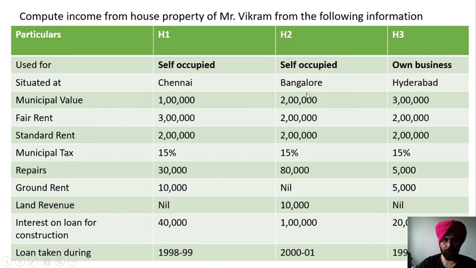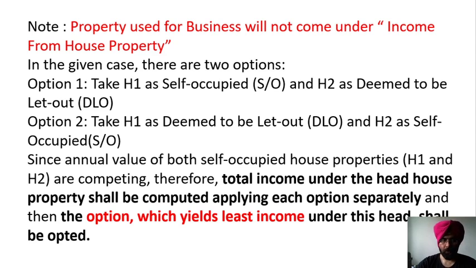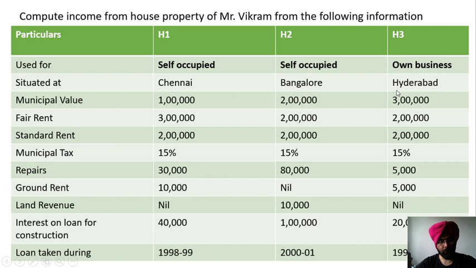Both of the properties are self-occupied for the purpose of your calculation. So we will take house 1 as self-occupied property and house 2 as deemed to be let out, because till financial year 18-19 you can take only one house property as self-occupied, and if the person has more than one property, then the other properties are deemed to be let out. But from the financial year 19-20 you can take 2 house properties as self-occupied, and if you have more than 2 house properties, then these are treated as deemed to be let out. So house property 3 is completely ignored.